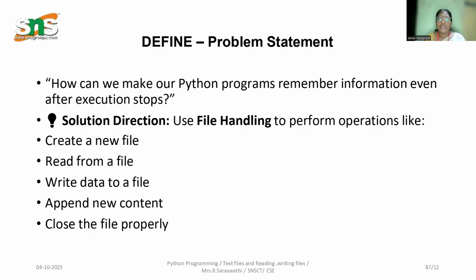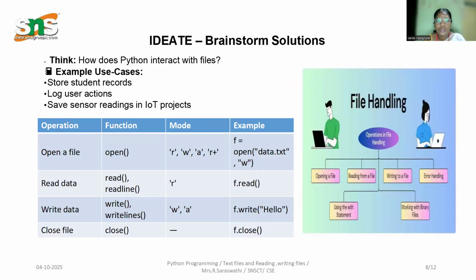Problem statement: the file handling mechanism to perform operations like create a file, read the content from a file, write data to a file, append content into the file, and close the file. This operation opens a file by invoking the function open under the modes read, write, append, and read plus. Store the student record and log the user actions. Save the sensor reading in an IoT project. These are the real world use cases of Python programming with file content.